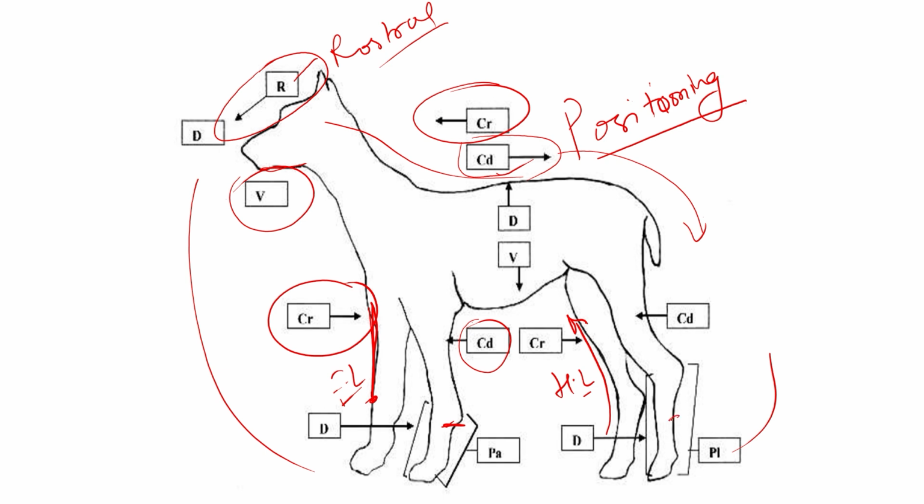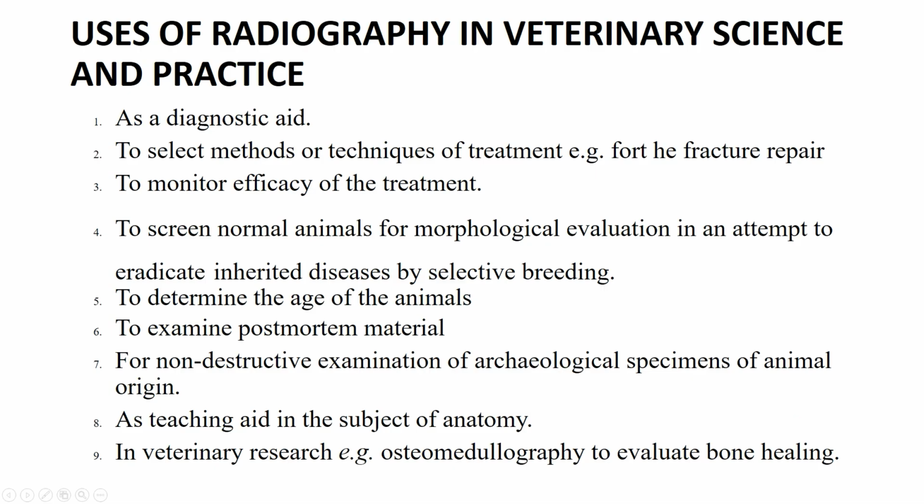The posterior aspect above the carpus is caudal, and the posterior aspect above the tarsus is caudal. One important thing to note is the palmar area and the plantar area. In the cranial system, the portion below the carpus is palmar, and the portion below the tarsus is plantar. This is palmar and this is plantar. So this becomes very, very important to understand.